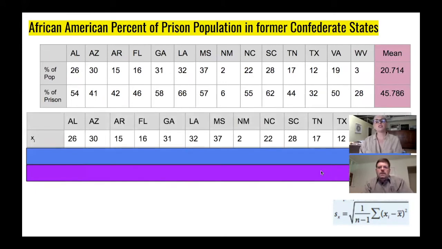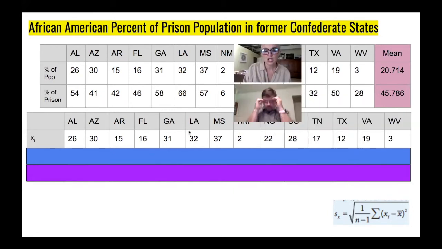Okay, so here's how standard deviation is found. And remember, we're not going to ask you to find this by hand, but it's important for you to see this at least one time, okay? So remember, standard deviation is the average distance from the mean to the data points.